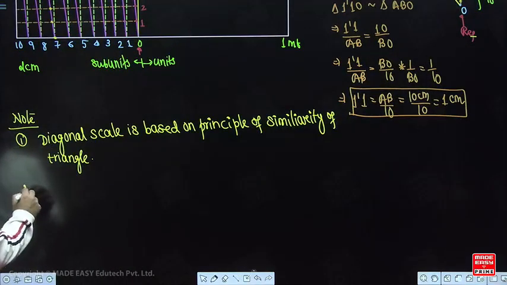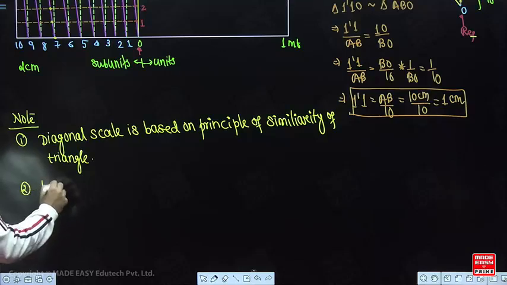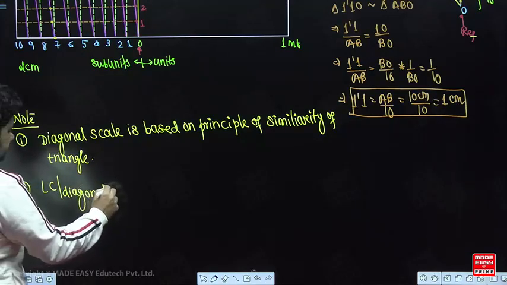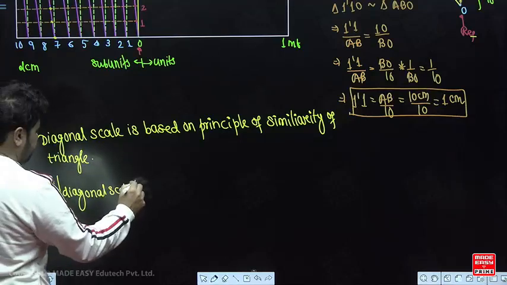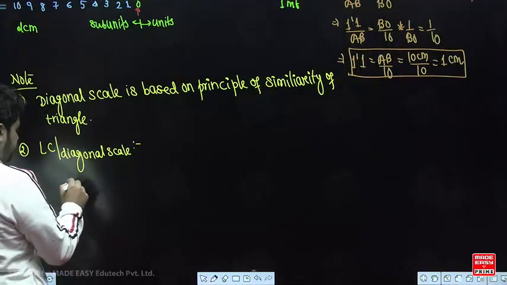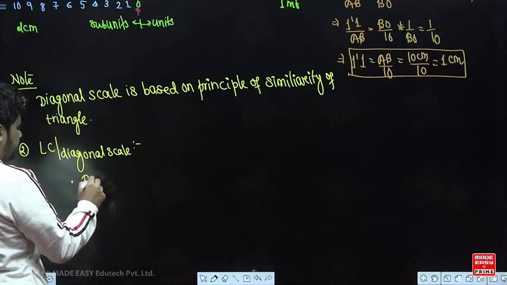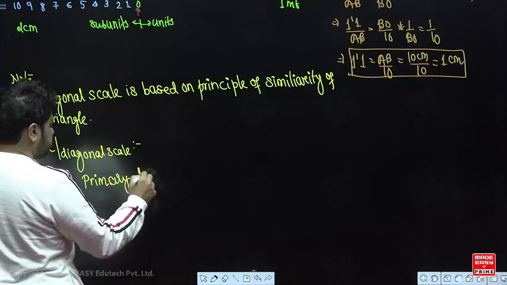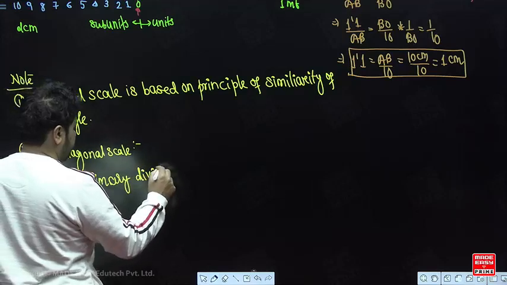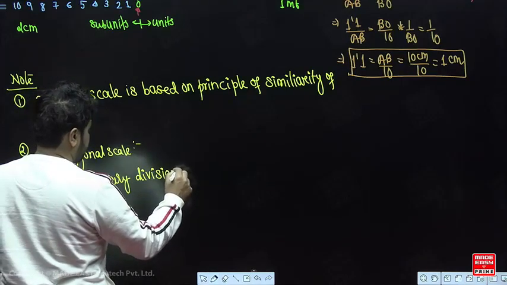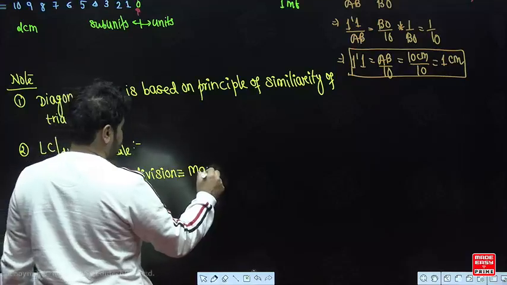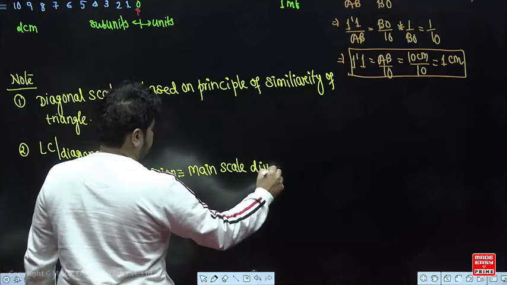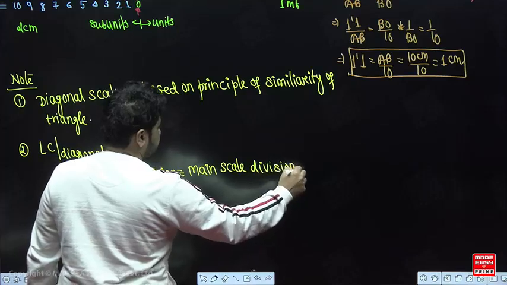Similarly, second point, least count of diagonal scale. How to find it? First, there is a term called primary division. Primary division is nothing but your main scale division, and it is denoted by n1.